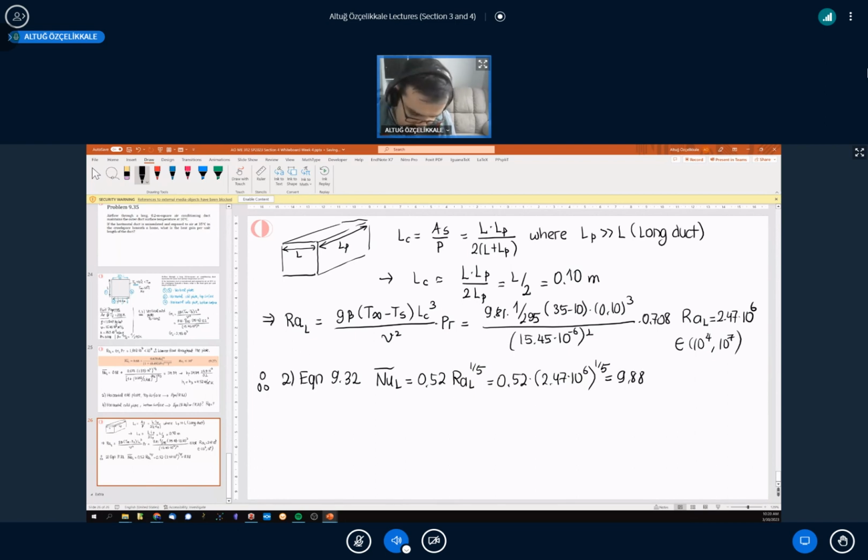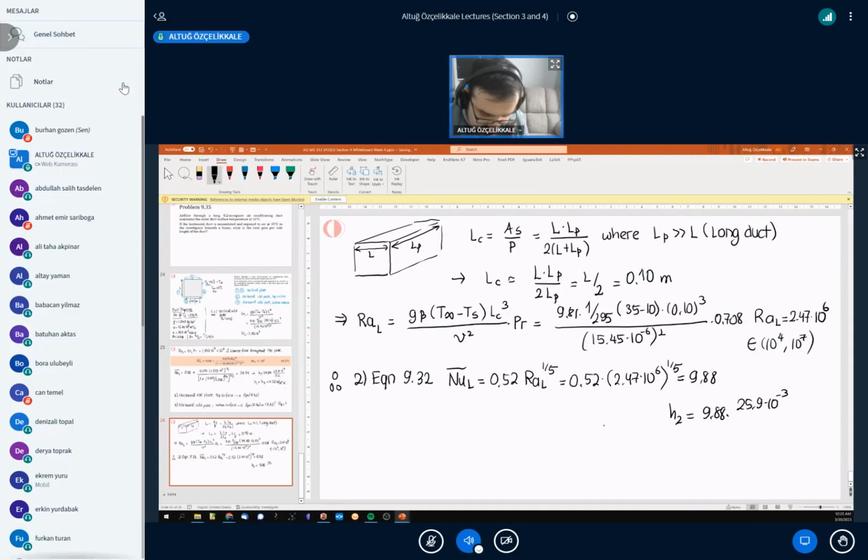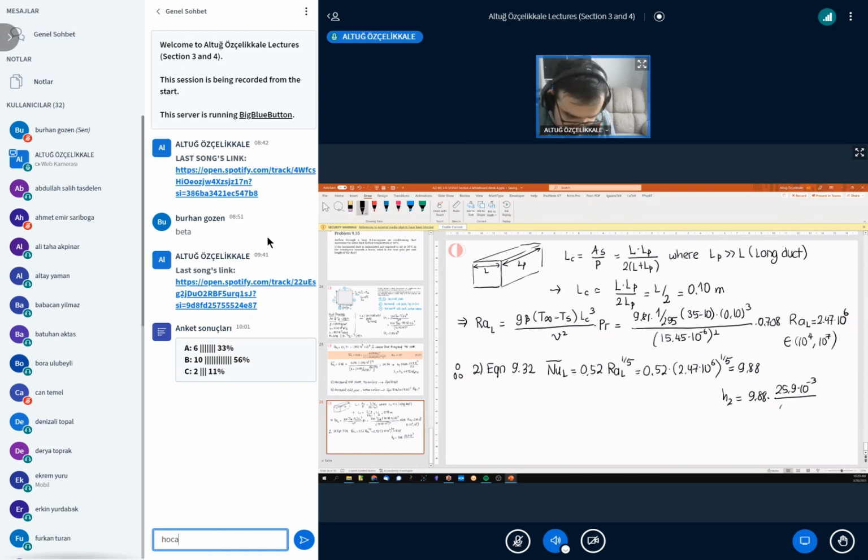9.88. And from here, H2 is equal to 9.88 times 25.9 times 10 to the power minus 3 divided by 0.10 again. Remember that we are not using L, we are using the characteristic length. The Nusselt number is also based on the characteristic length. And H2 is going to be equal to 2.55 watt per meter square Kelvin. Okay.